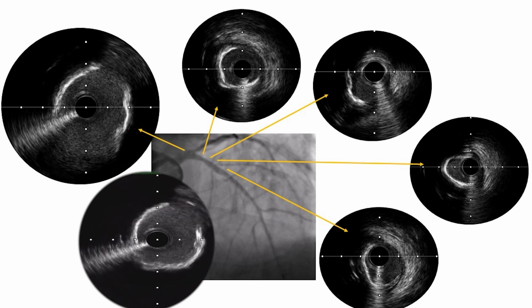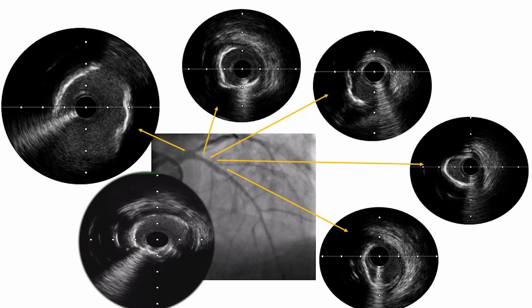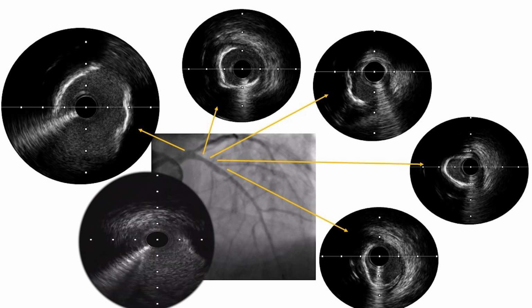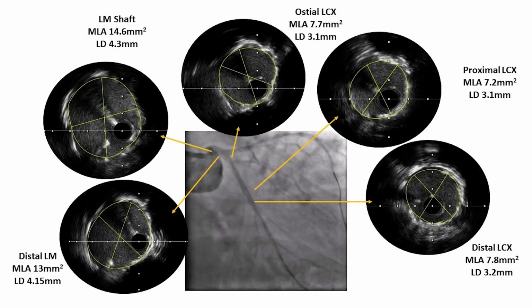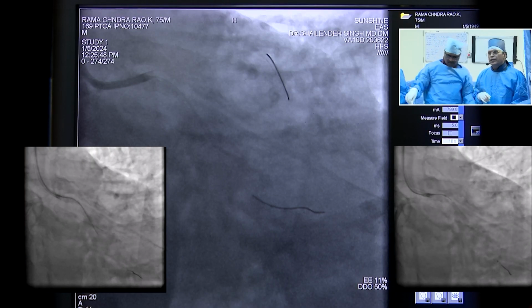Even the LED is also now looking much bigger. You can see now compared to earlier. I think this is adequate plaque modification, no need to do anything. We finished the orbital atherectomy of the LED. Now we are proceeding with the orbital atherectomy of the distal left main and LCX.